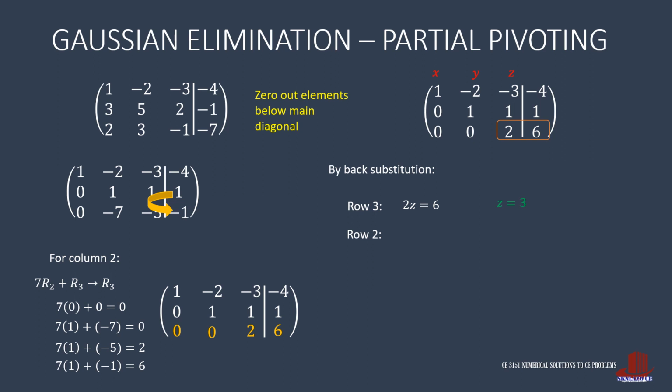Then move to the second row, which has y plus z as equal to 1. This is like y plus 3 as equal to 1, so y is negative 2. Then the first row has x minus 2y minus 3z as equal to negative 4. By substituting the values of y and z, we get x minus twice of negative 2 minus 3 times 3 as equal to negative 4. This is simplified as x minus 5 as equal to negative 4, so x is 1.